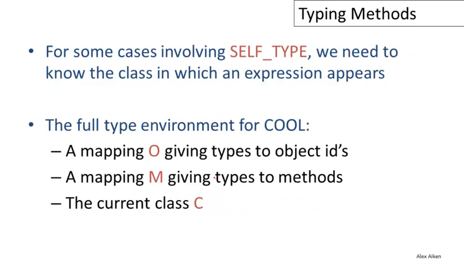Now it turns out that for some cases involving self-type, we actually need one more thing in our environment. And so the actual full environment for Cool type checking consists of three things. First of all, there's the mapping O that gives types to object IDs. There's this mapping M that gives types to methods. And finally, we just need to know the name of the current class, so whatever class the expression we're type checking actually sits in.